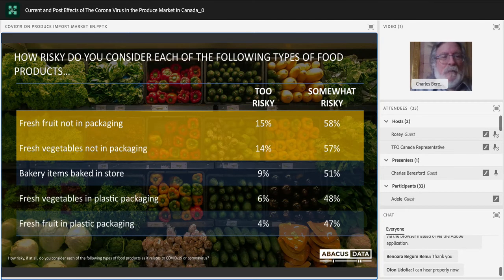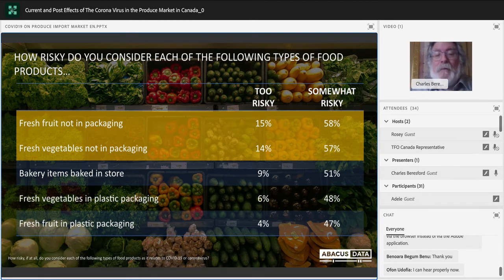Okay, so how risky do you consider each of the following types of food products? Fresh fruit not in packaging: too risky, 15%. That's actually still high, right? Somewhat risky, 58%. So there are starting to be concerns, and I'm sure they have gone up in the last two or three weeks since this survey was conducted. Fresh vegetables not in packaging, same thing, 14% and 57%. We're going to be addressing that in the next slides that are coming up.